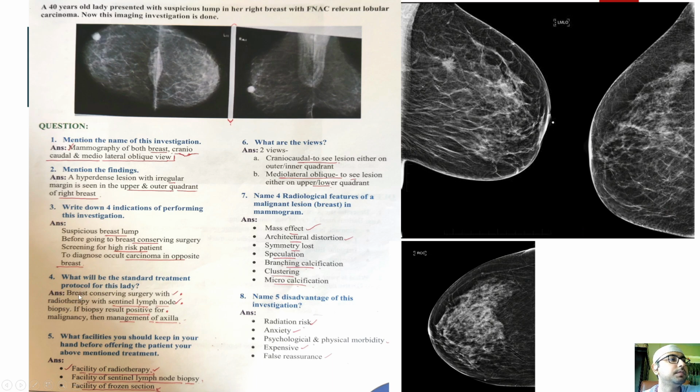What will be the standard treatment? Breast conservative surgery, radiotherapy and sentinel lymph node biopsy, the SLNB. So breast conservative surgery, sentinel lymph node biopsy, and also the radiotherapy. If the biopsy result is positive for malignancy, in that case we will go for axillary dissection.